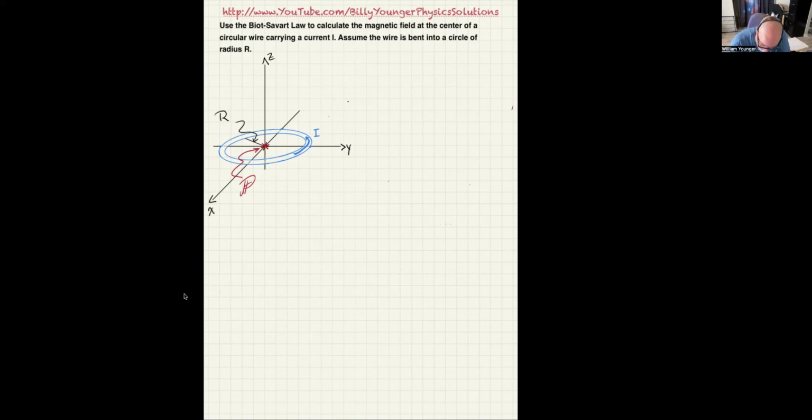So what we're supposed to use here, it says use the Biot-Savart law to calculate the magnetic field at the center of a circular wire carrying a current I. Assume the wire is bent into a circle of radius r. So we're literally imagining this wire as being in the XY plane. The current is all in the XY plane, and the point at which we wish to calculate the magnetic field is also in the same XY plane, and that XY plane being z equals 0.